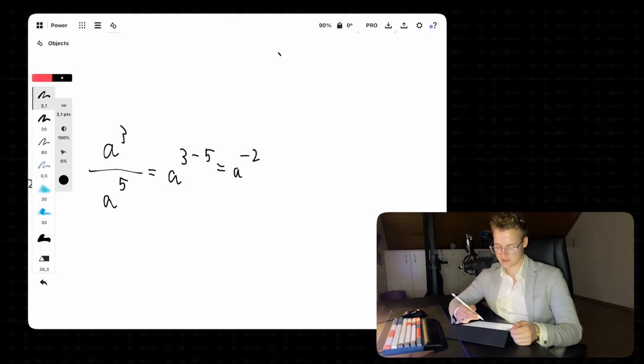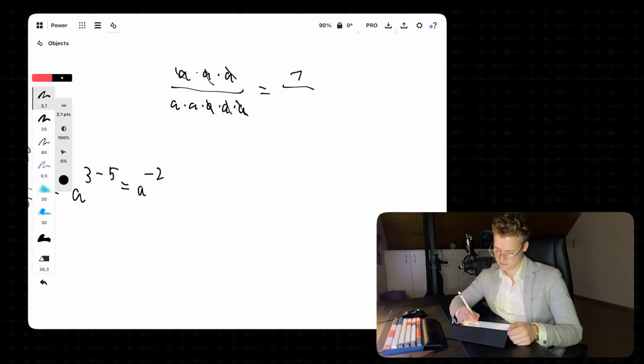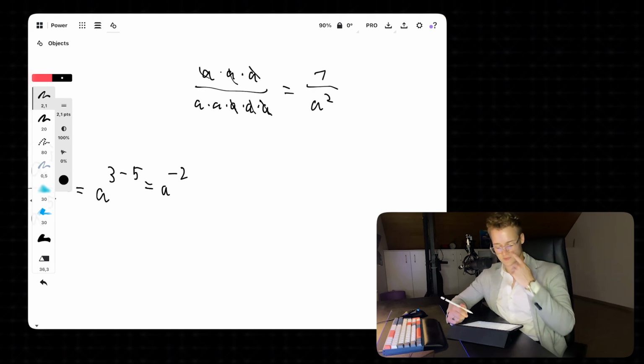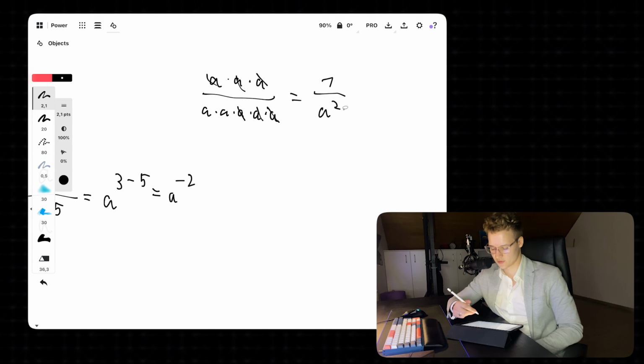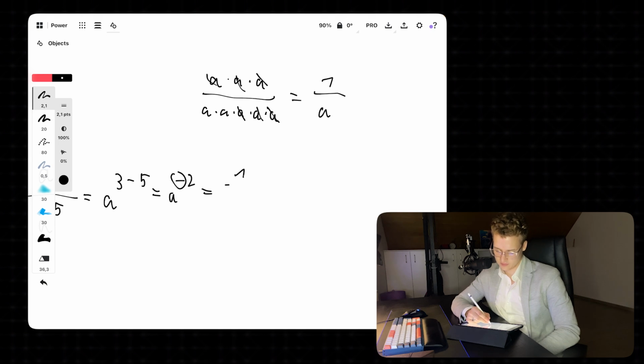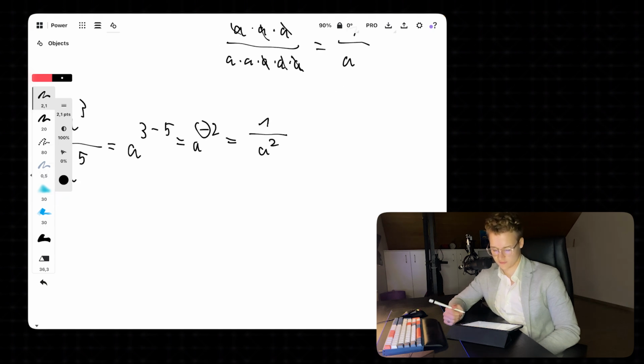And if we write this out in the long form, a times a times a divided by a times a times a times a times a, and we reduce the fraction, here we're going to have 1 divided by a squared, okay? And if we choose a different number, so for example, instead of 5 we were to choose 4, we would get 1 divided by a. So the negative sign in front of the exponent means that you have to take the inverse value. So this would be equal to 1 divided by a to the power of 2.